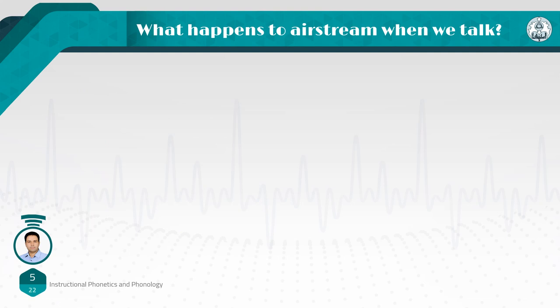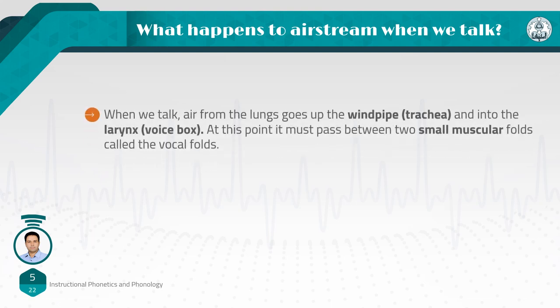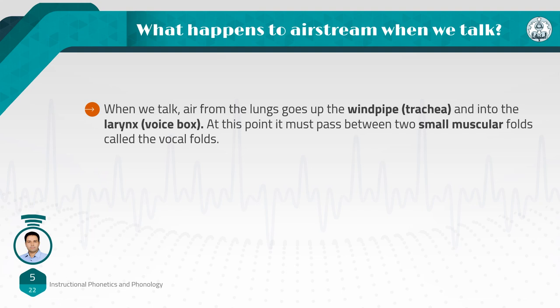So, what happens to airstream when we talk? In fact, when we talk, air from the lungs goes up the windpipe or trachea and into the larynx or voice box. In fact, making speech gestures audible involves pushing air out of the lungs while producing a noise in throat or mouth. These basic noises are then changed by the actions of the tongue and lips.